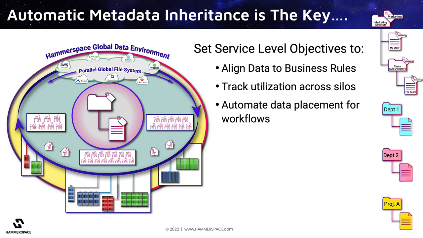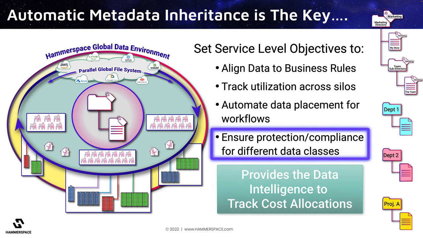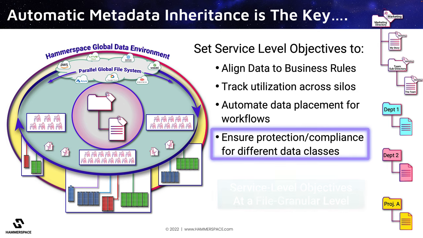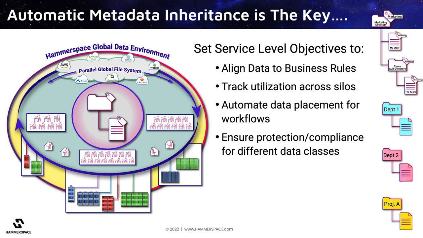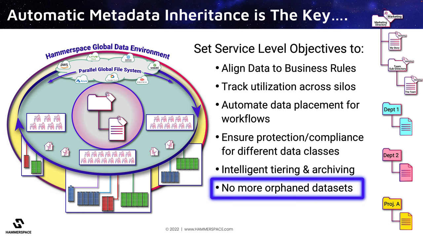And because the system always knows where all files are for any given department or project, it becomes easy to track cost allocations, and intelligent service-level objectives can be set at a file granular level based upon business value to ensure compliance and data protection, as well as data tiering, migration, and other needs. No one ever needs to wonder whether the data that is filling up storage resources is where it should be.